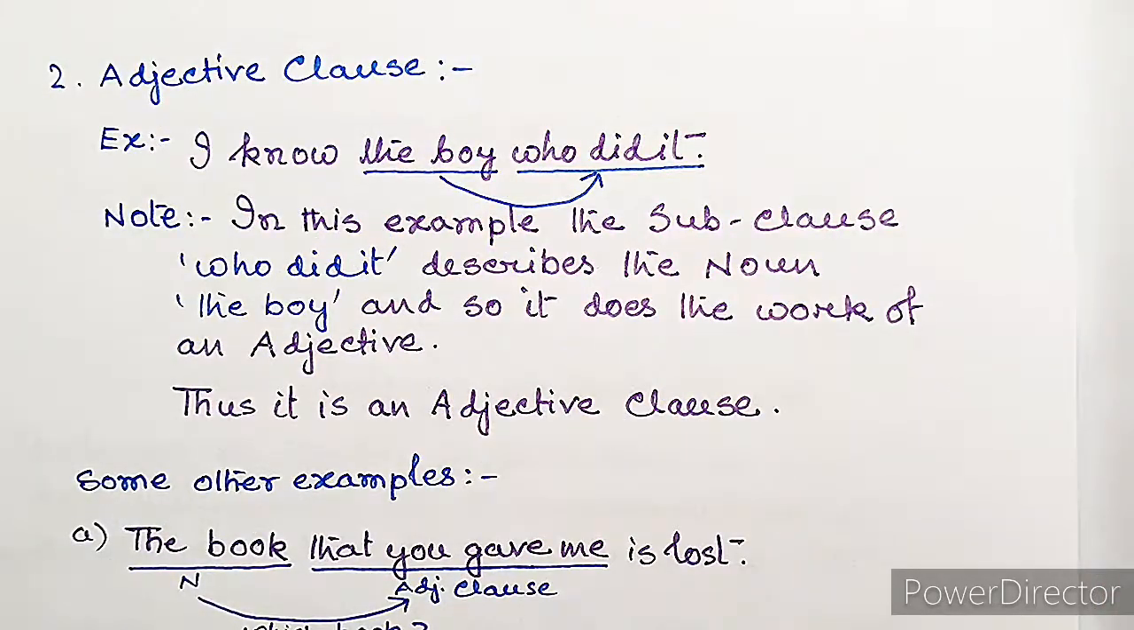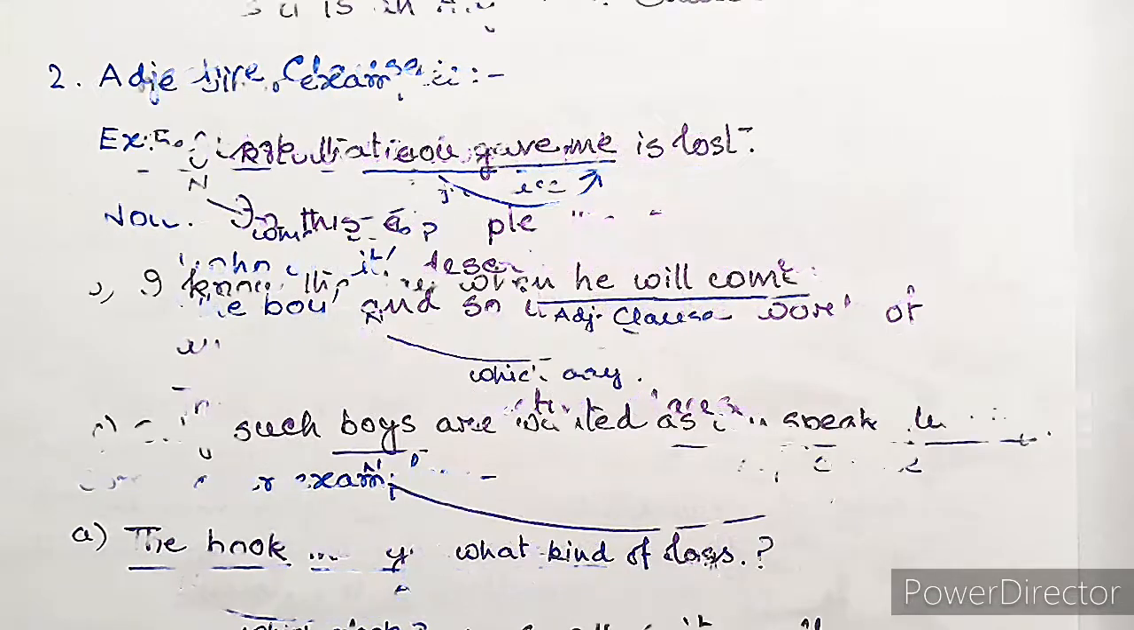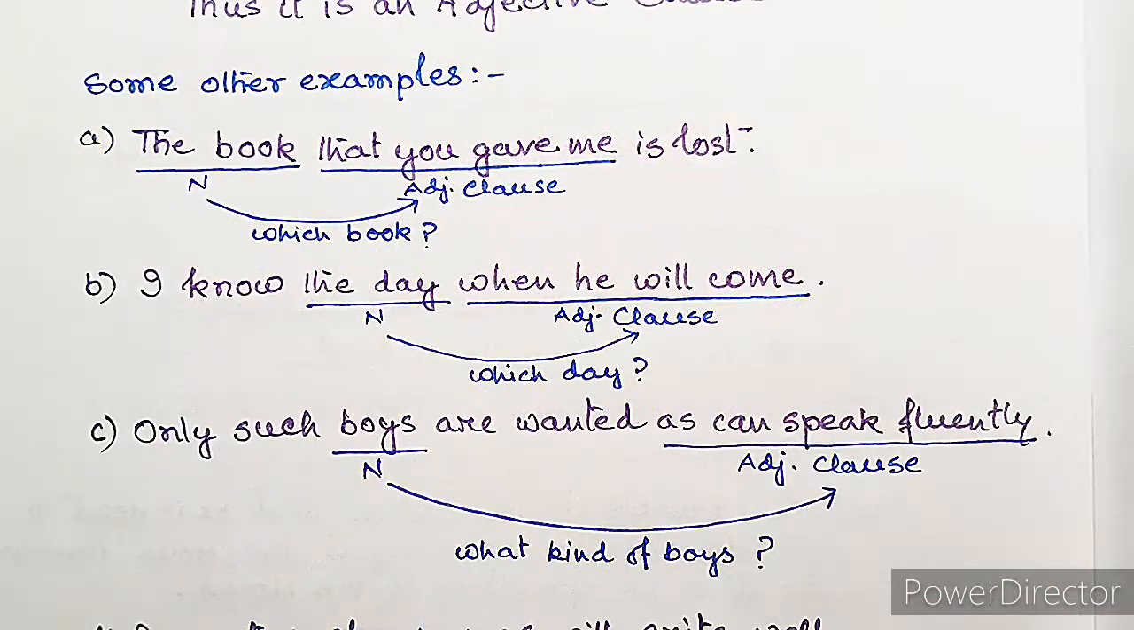Now let's see what an adjective clause is. Note the example. I know the boy who did it. Note, in this example, the subordinate clause who did it describes the noun the boy, and so it does the work of an adjective. Thus, it is an adjective clause. Now take some more examples. The book that you gave me is lost. In this sentence, the clause that you gave me works as an adjective to the noun the book.